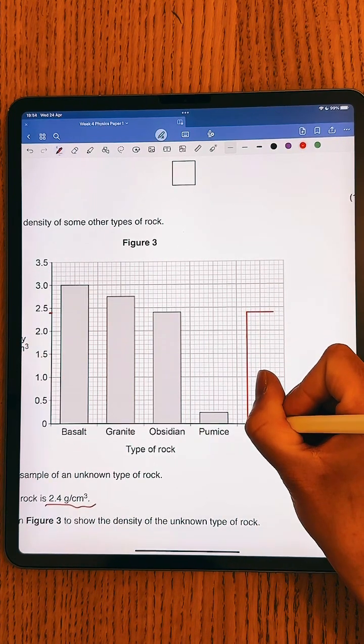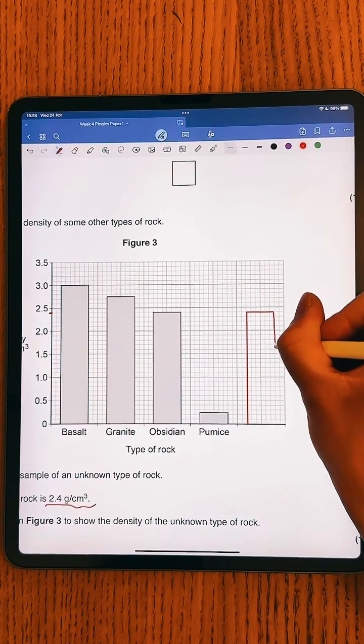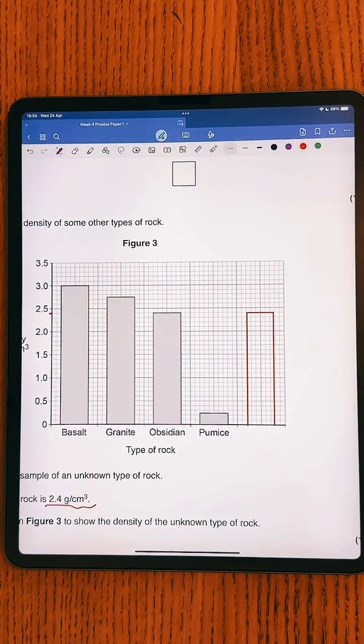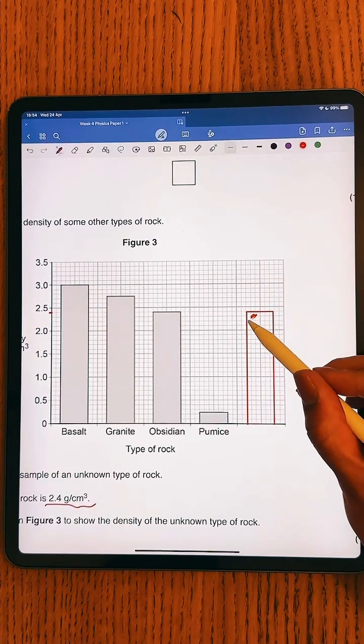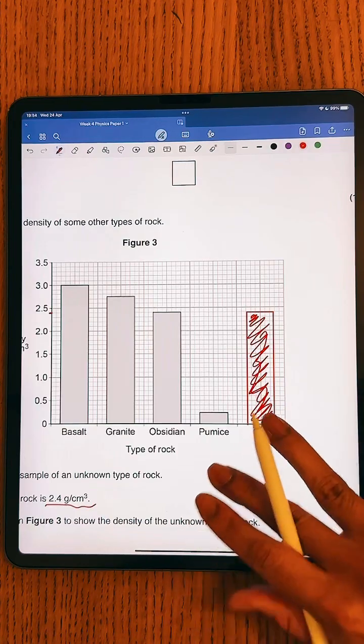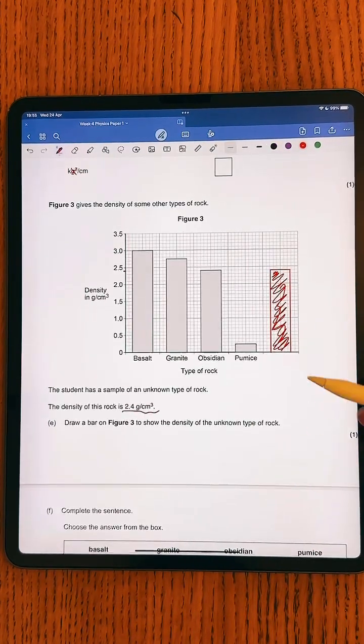And obviously use a ruler when you're doing this in your actual exams. So that's what that would look like. Let's just shade that in. So that's the unknown rock they've asked you to do.